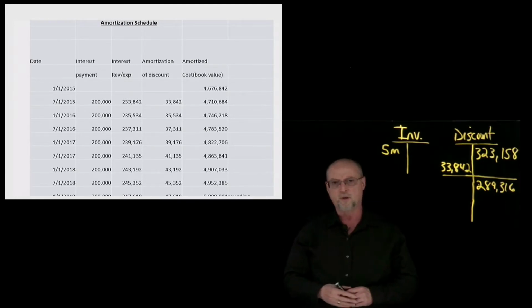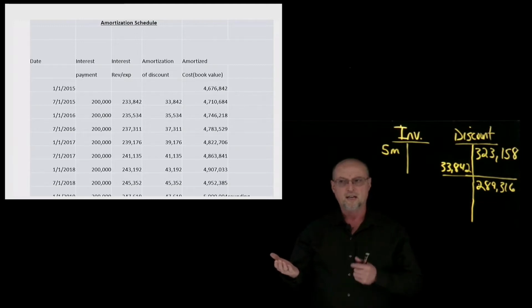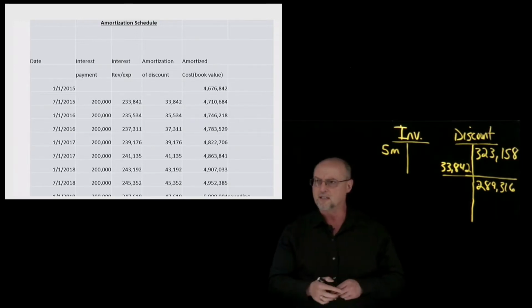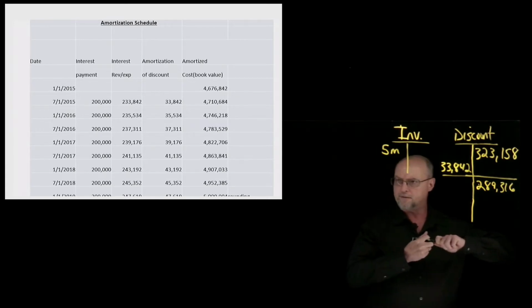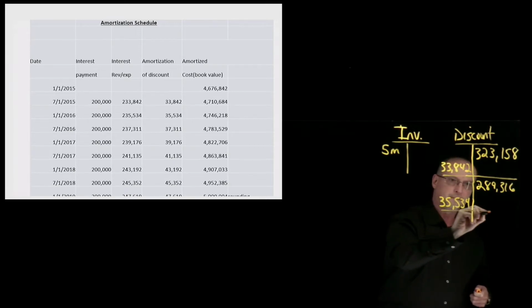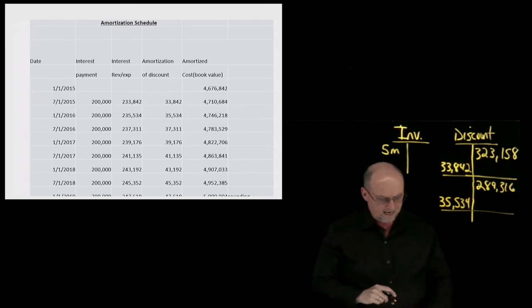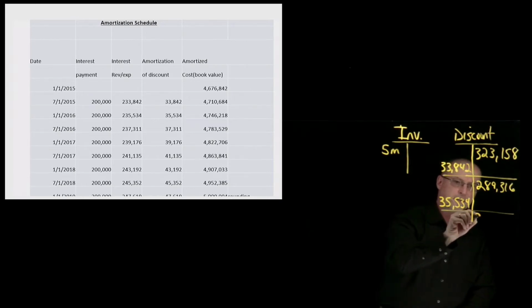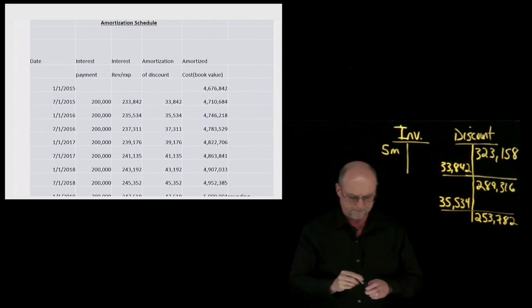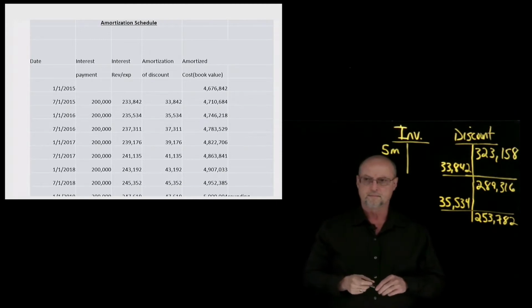And then the difference between the cash payment of 200,000 and the interest revenue of 235,534 is the amortization of the discount, which is 35,534. And that's going to give us a year-end unamortized discount of 253,782. Okay?